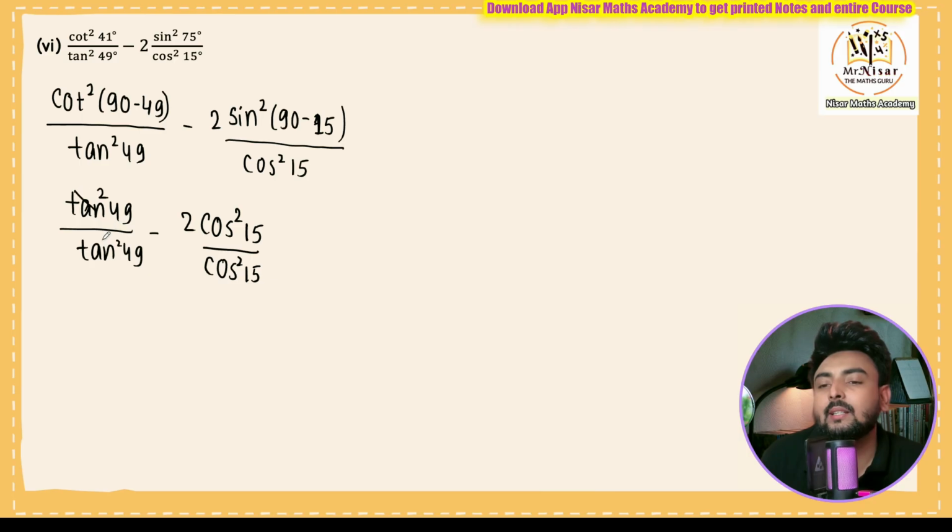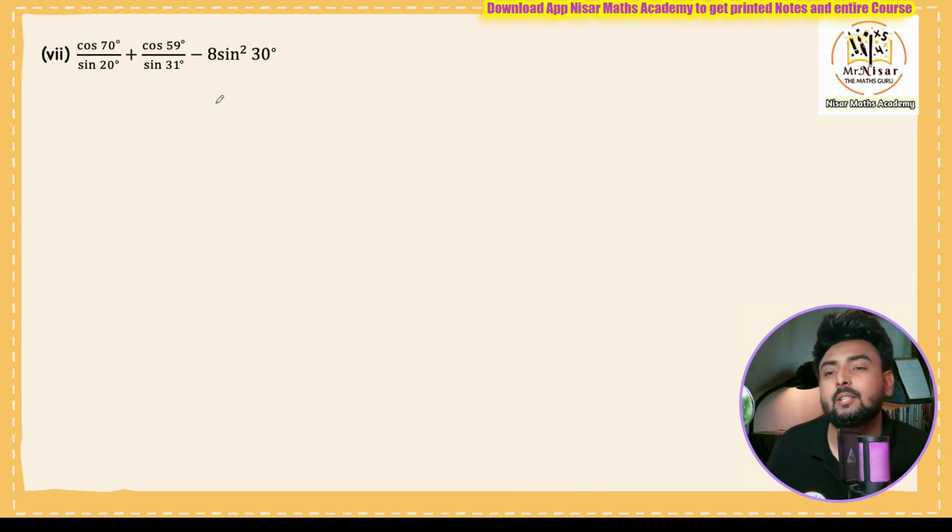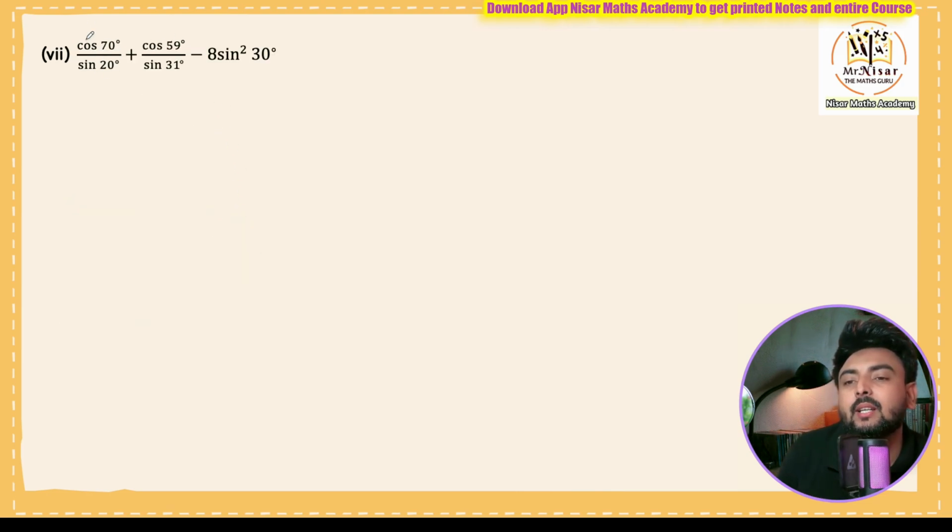So this both will get cancelled. Here it will be 1 minus 2, and 1 minus 2 is minus 1. Yeah, I hope it is quite clear. Let's go ahead. The next question we have cos 70 sin 20. Again cos and sin both are complementary. Here also cos and sin are complementary to each other. Convert to 1. So here it will get cancelled. Here it will get cancelled.